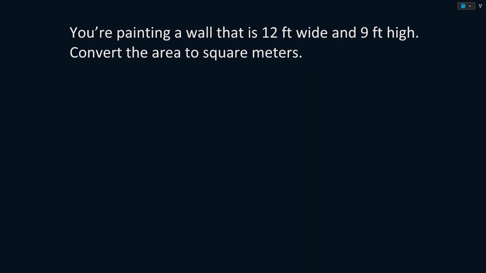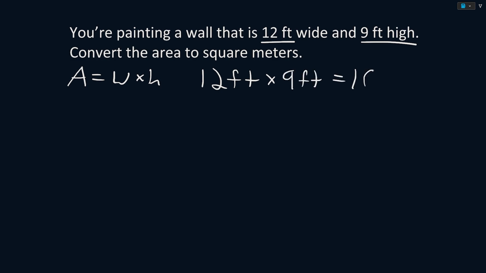You're painting a wall that is 12 feet wide and 9 feet high. Convert the area to square meters. First, we need to calculate the area of the wall by using the equation area is equal to width times height. We were given a width of 12 feet and a height of 9 feet. So plugging into our equation, we get 12 feet times 9 feet, which gives us 108 squared feet.